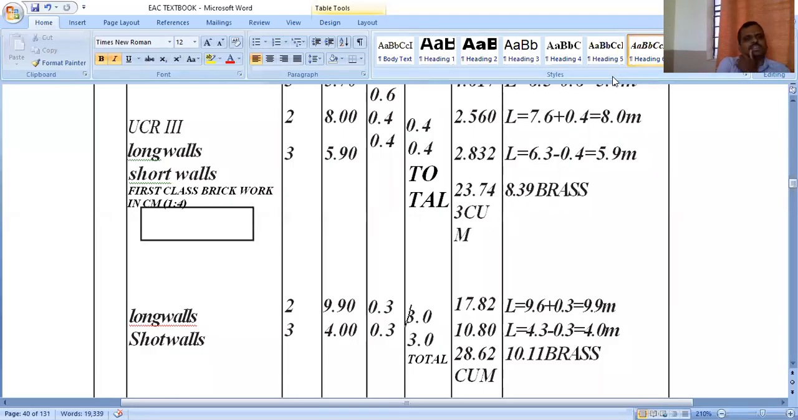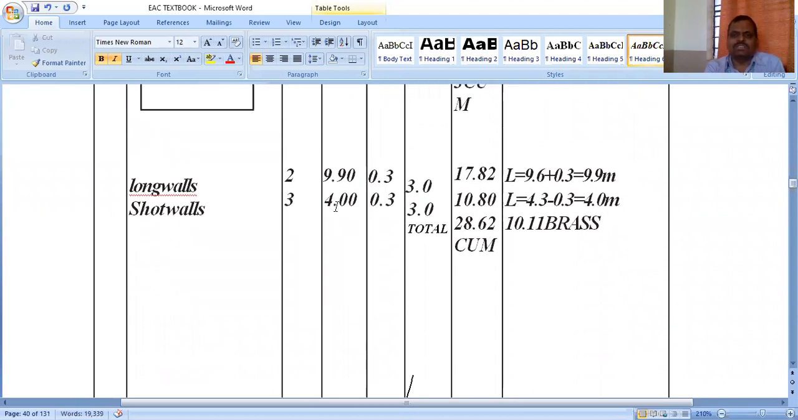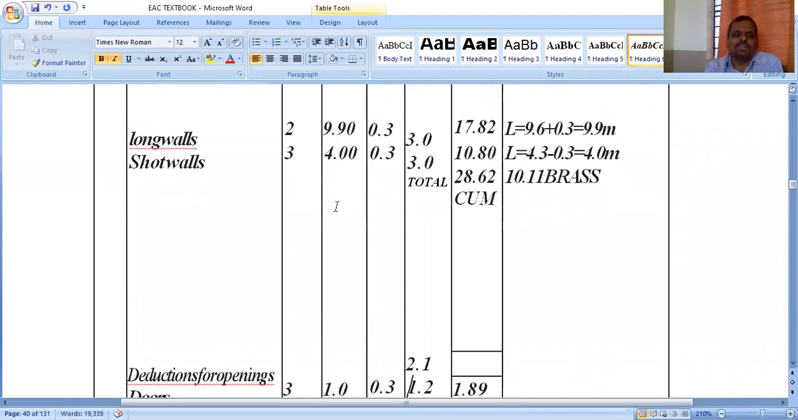In the last lecture, we completed step 3 of the estimating and costing. In today's lecture, we are going to see the brickwork. I have shown the brickwork also, but still, before the deductions and all these things, we start with the brickwork. In brickwork also, first of all, we are going to work out the length of the long wall as well as the length of the short wall.